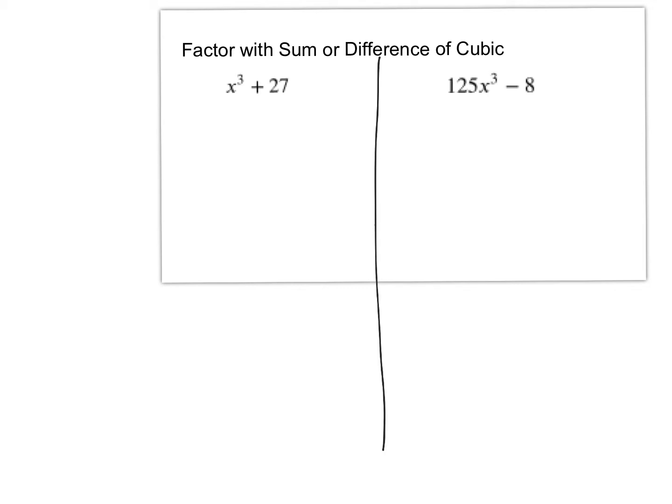Now, to do the first part, you're going to have two parentheses. A common misconception with a cubic is that you have three parentheses. And the answer is no. We still only have two. Now, the first parenthesis is the cube roots of the problem. So we take a look. Cube root of x cubed, x. Cube root of 27 is 3.